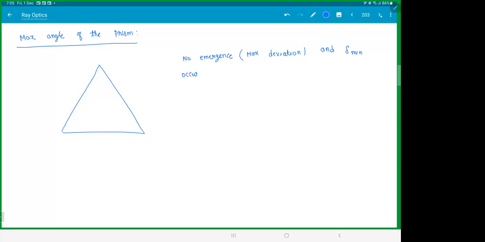That means there's only one angle for which the light ray can enter. Any other angle, there will always be TIR. They occur at the same angle of incidence. Again, we are always choosing an isosceles triangle for symmetry. This is called the max angle of a prism, meaning you are sending a light ray like this. It becomes parallel, basically minimum deviation, and comes out like this.